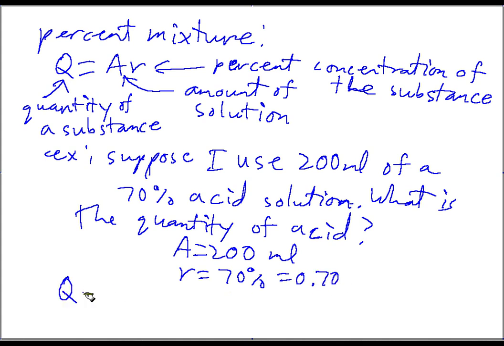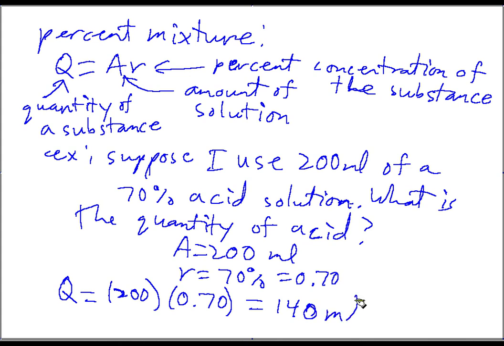So therefore, the quantity of acid I actually have in this problem is going to be 200, the amount, times the percent concentration, R, 0.70, which is equal to 140. So I actually have 140 milliliters of pure acid in this solution. 70% of it is acid. The rest is distilled water, typically for an acid solution. But again, get used to this equation of Q equals A times R, and that's what we'll use in our table setup to solve these percent mixture problems.